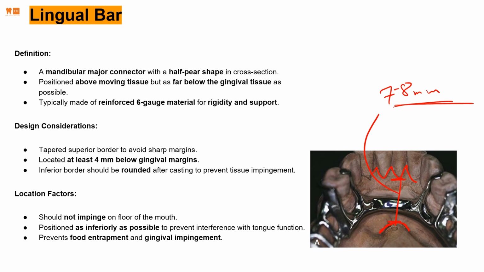So the definition, and it'll make your notes easy as well, guys. We've made these notes very simple to comprehend the concept. So lingual bar: it's a mandibular major connector with a half pear shape in cross section. So essentially, if you were to cut this in half, what would you see? You'd see a flat surface towards the mucosa here, right? And then it would be a half pear. So what does a pear look like? Something like that. And that's what the bar would look like.